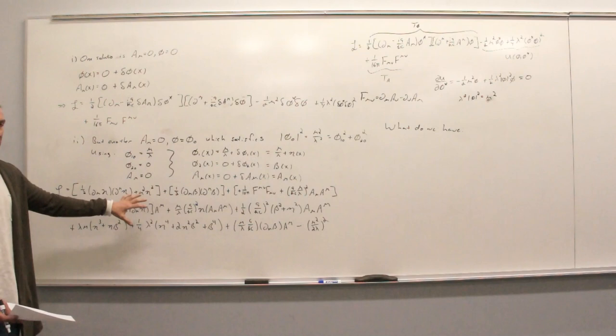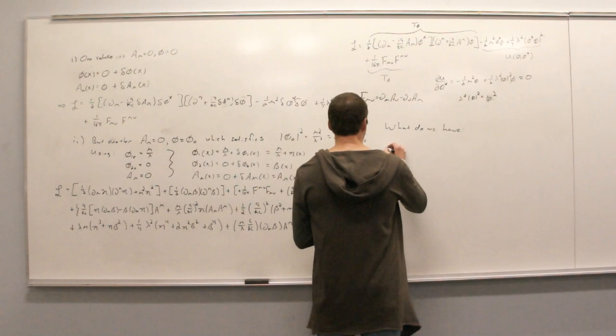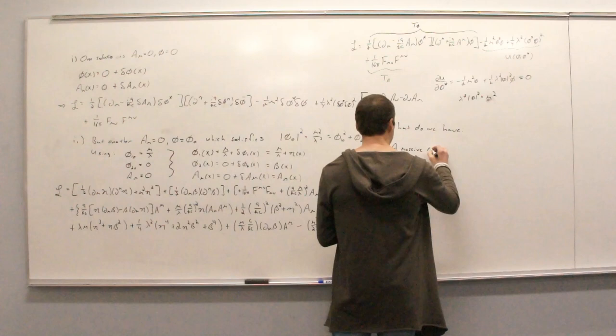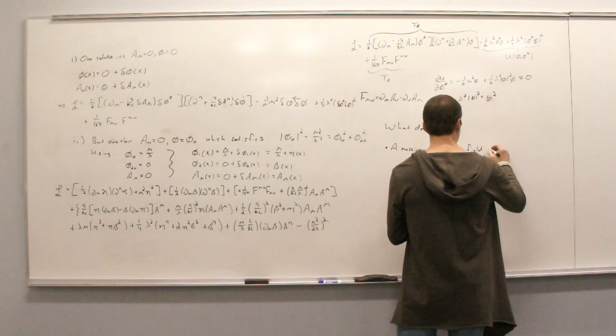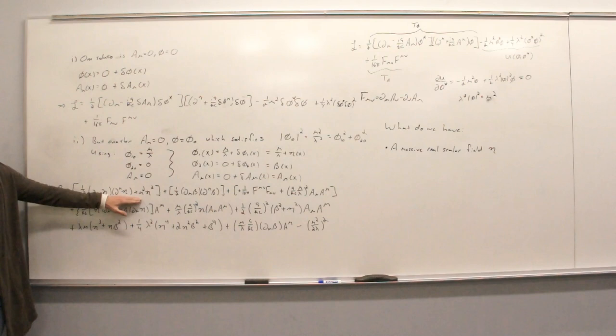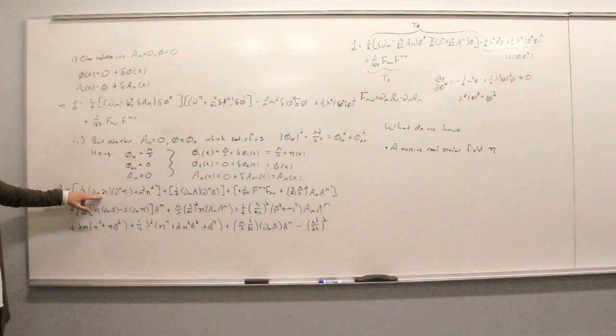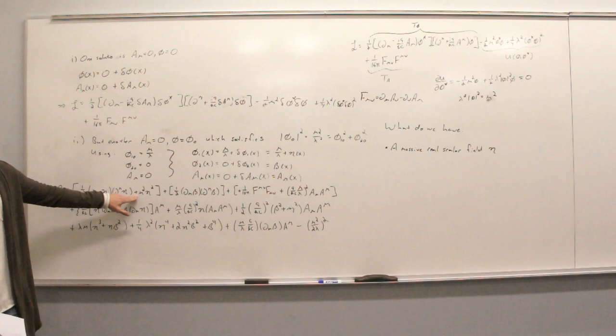So we've got a lot of things that are interacting with each other, but there are a couple of important things to observe. First of all, we have a massive, real scalar field, eta. Look at this. This is a scalar Lagrangian. This is the spin zero Lagrangian, 1/2 the derivative plus mu squared eta squared, where we can notice the plus sign. Okay, so this is a real mass term.